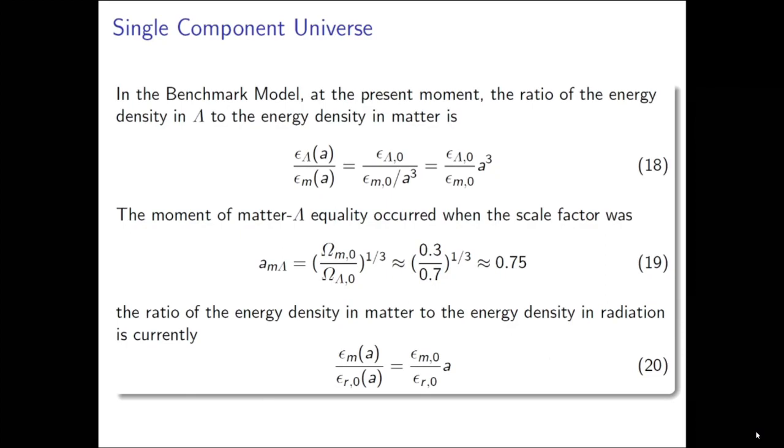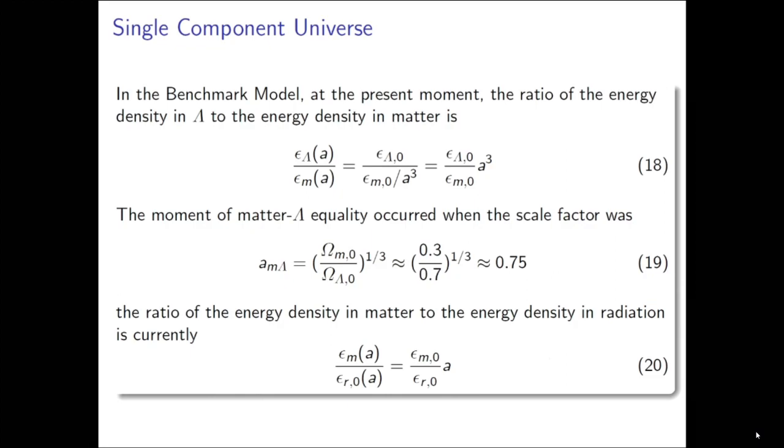So in the benchmark model, at the present moment, the ratio of the energy density in the cosmological constant to the energy density in matter is basically the ratio of those two. So you have that equal to the energy density at the present moment divided by the energy density of the non-relativistic matter, to the power a cubed. So a is the scale factor.